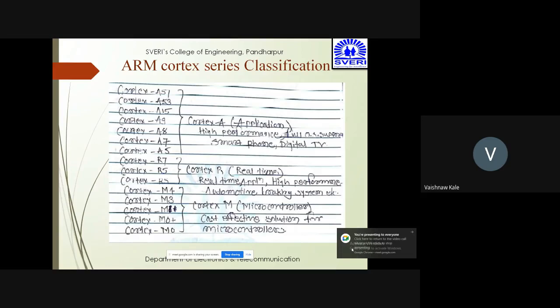So this is how Cortex A5 to A57, that is application, Cortex A application, high performance, full OS support, smartphone, digital TV, etc. Then Cortex R, that is real-time application, high performance, automotive braking systems, etc. And the Cortex M series, from M0 to M4, is a microcontroller processor, which is a cost-effective solution for microcontrollers.